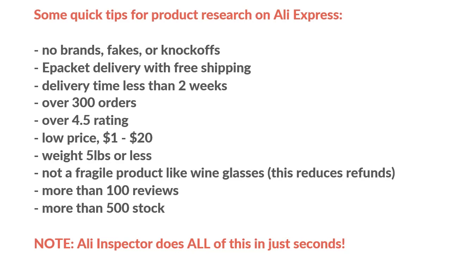And then you want to see products that have over 300 orders, a rating over 4.5, and you want to look for low-priced items so you can mark them up pretty high, so between $1 and $20. Also, you want to look at products that don't weigh a lot because it will cost more for shipping. And try to stay away from fragile products like wine glasses. Those types of things can really reduce refunds. In addition, you want to look for products that have more than 100 reviews and at least 500 in stock. And the cool part is, AliInspector can do all this in just seconds.